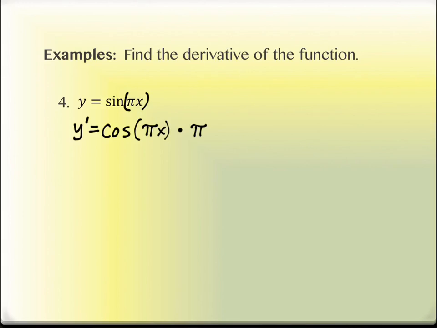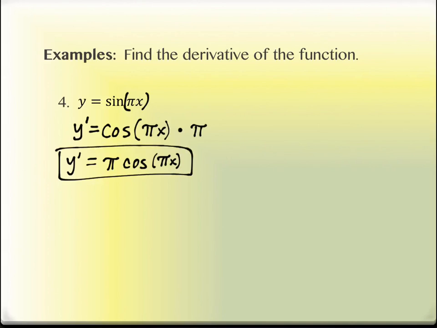Not a lot to clean up. The only thing I really can do is move that pi to the beginning. So I've got pi cosine of pi x as my derivative. Breath of fresh air after that last simplification, right? It is. It's a very clean simplification. So some work out cleanly and some don't.